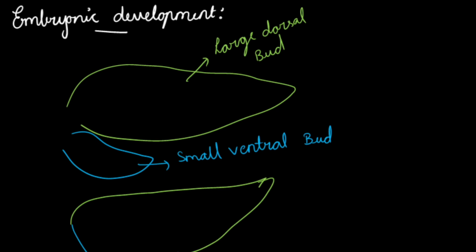The dorsal bud mainly contributes to the formation of a part of the head, neck, body and tail of the pancreas. And the small ventral bud contributes to the formation of the inferior part of the head of the pancreas and the uncinate process.